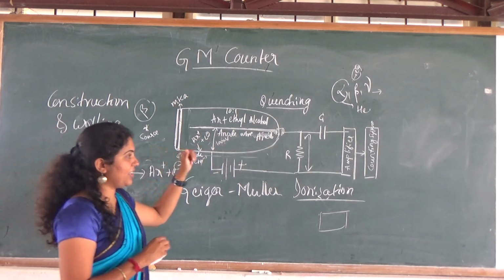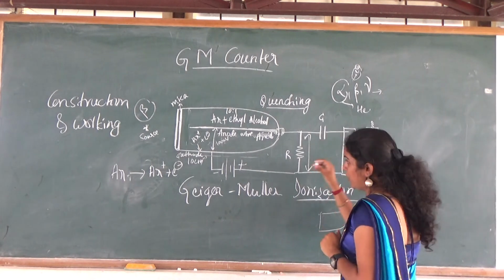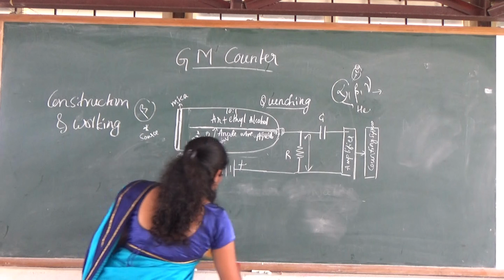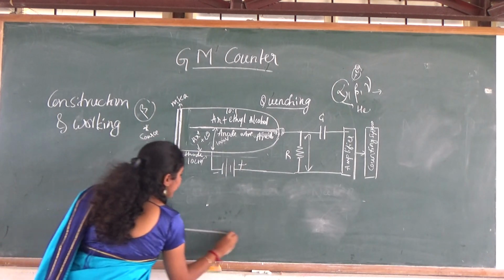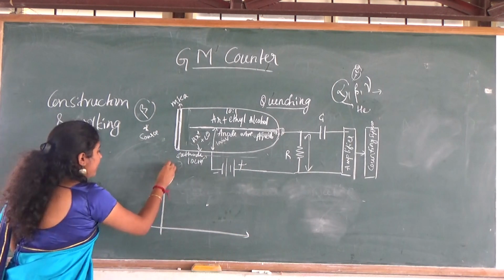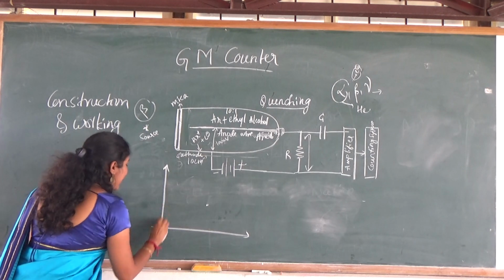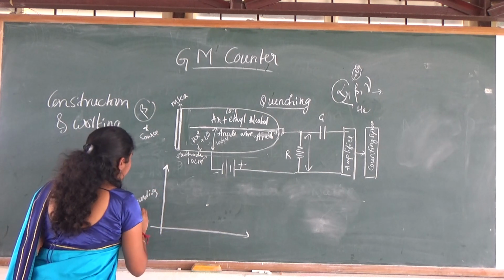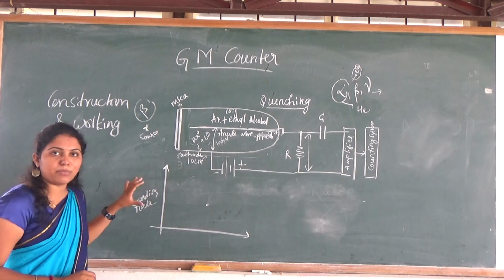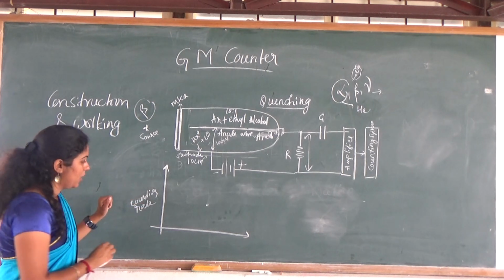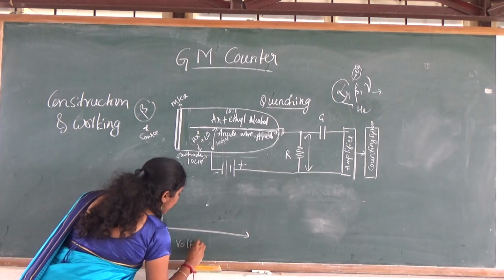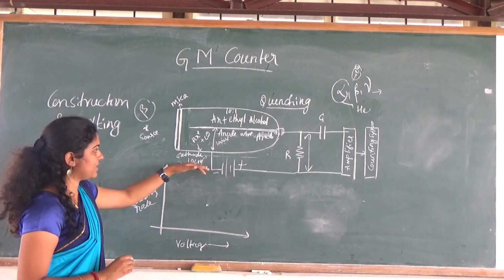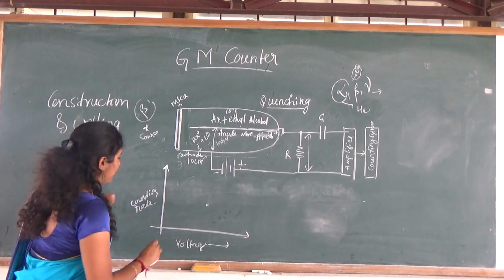Let us come to the characteristic of this GM counter. How can we draw the characteristic graph? The y-axis is taken as the counting rate. What is this counting rate? Counting rate is nothing but the number of counts with respect to time. This is the voltage, whatever voltage we are giving to this tube, the input voltage.